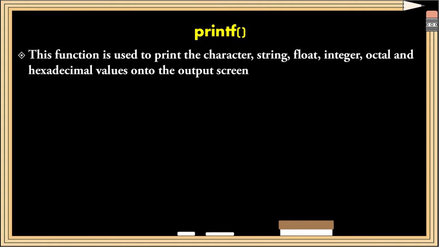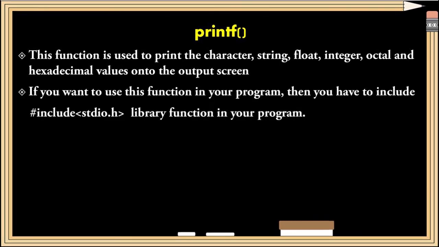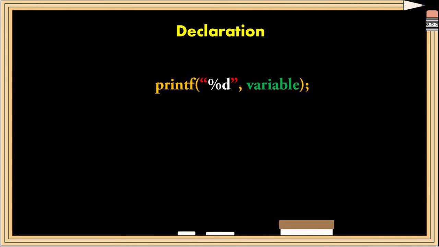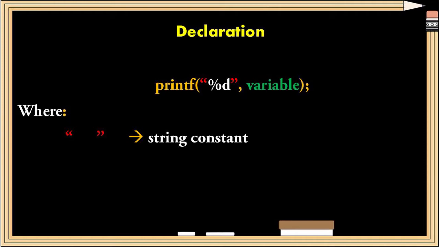Now the printf function. This function is used to print a character, string, float, integer, octal and hexadecimal value onto the output screen. If you want to use this function in your program, then you have to include the stdio.h library in your program. The first parameter inside the printf function will always be the string constant.